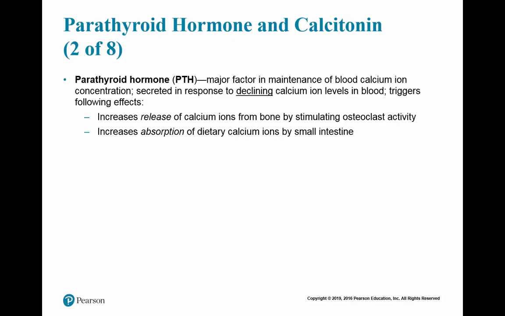Parathyroid hormone is a major factor in maintaining your blood calcium ion levels. It's secreted when you have declining blood calcium levels. It's going to cause an increase in the release of calcium ions from your bone, and it does this by stimulating osteoclast activity. And then it's also going to increase the absorption of your dietary calcium ions in your small intestine.